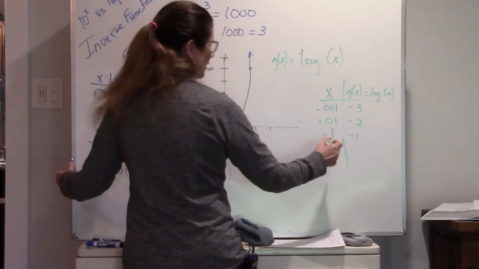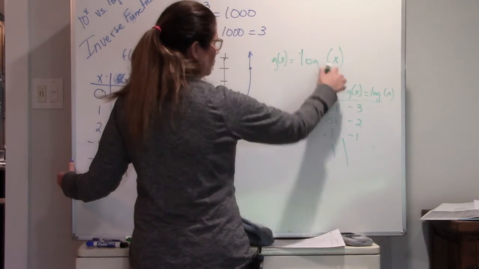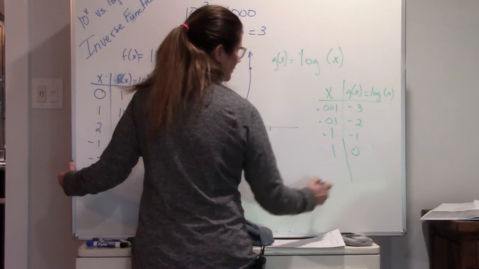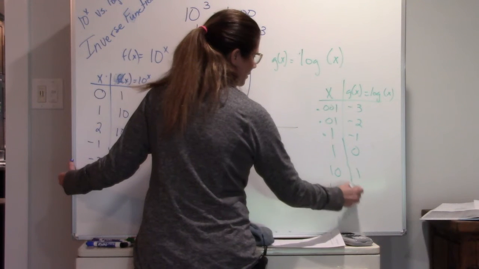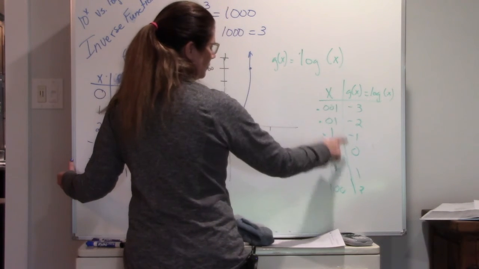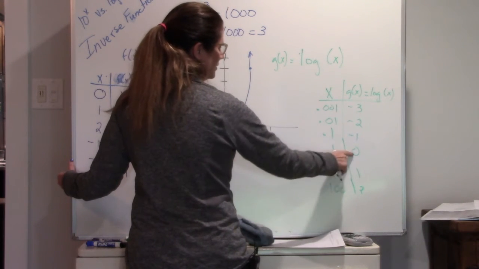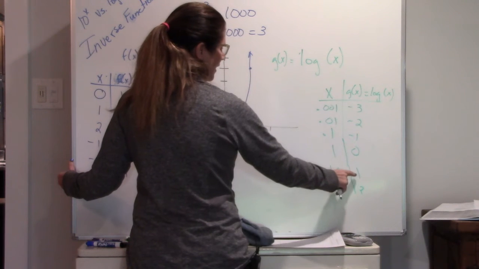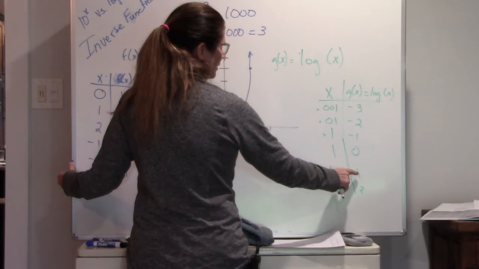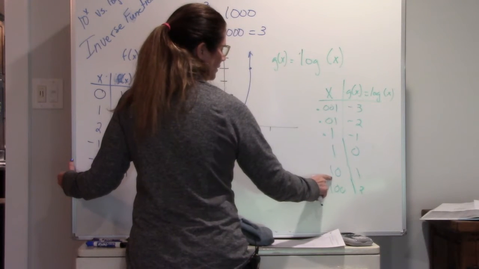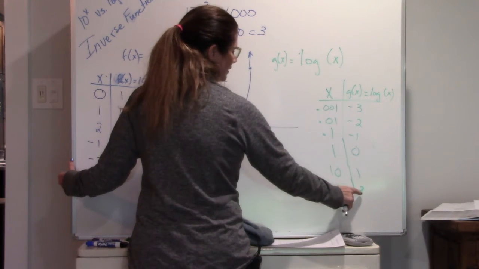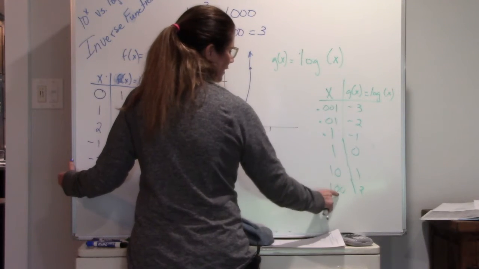And if we had 1, log of 1 is 0. Log of 10 is 1, and log of 100 is 2. So the exponent on 10 that gives me 1 is 0. The exponent on 10 that gives me 10 is 1. The exponent on 10 that gives me 100 is 2.